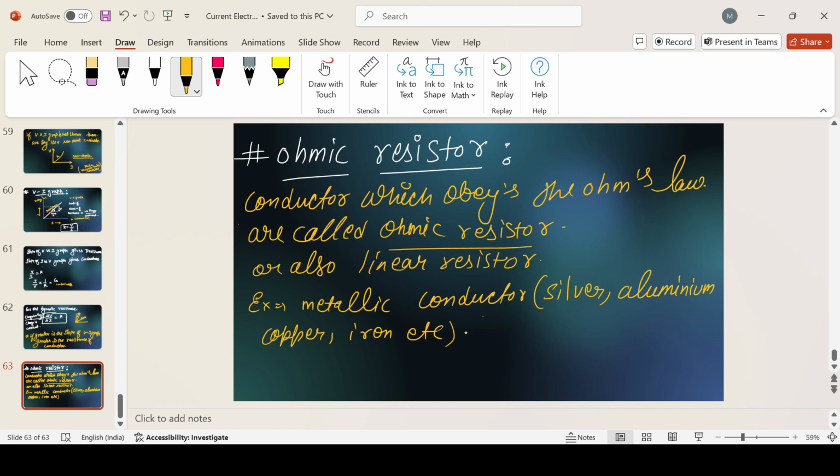What about the others? Others also show the same thing, for example a nichrome wire, it's an alloy. Then one more thing is there, CuSO4 solution, that is copper sulfate solution with copper electrode, also shows the same. Why am I writing this? Because in the paper they are going to ask whether this thing is an ohmic resistor or not.